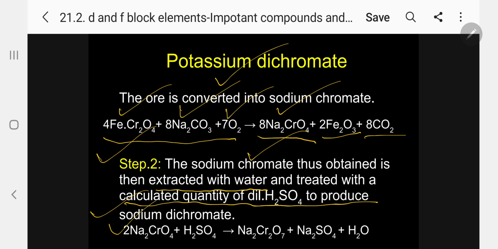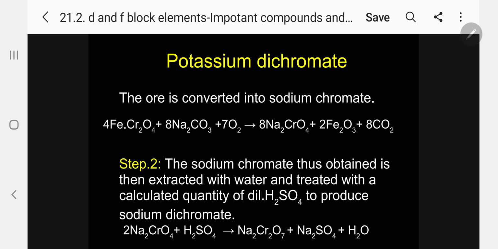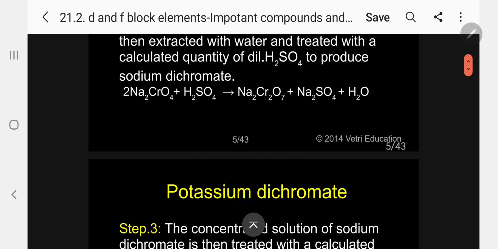2 moles of sodium chromate in the presence of dilute sulfuric acid medium, sodium dichromate is formed, plus sodium sulfate and water. Kindly follow. In acid medium, chromate is converted into dichromate, Cr2O7 2 minus. Kindly follow. Very, very important information. This is the second step.